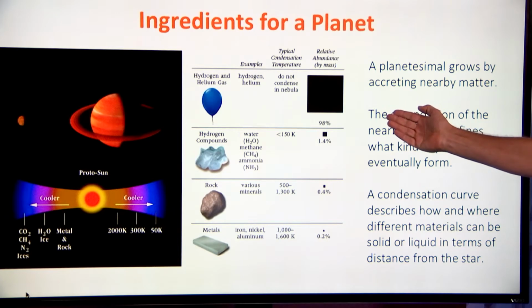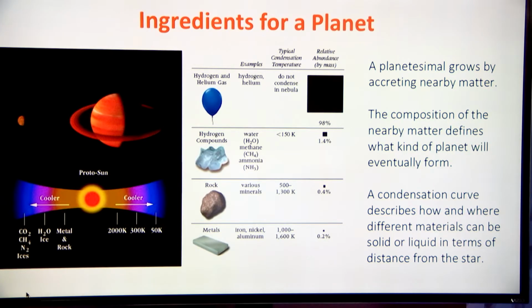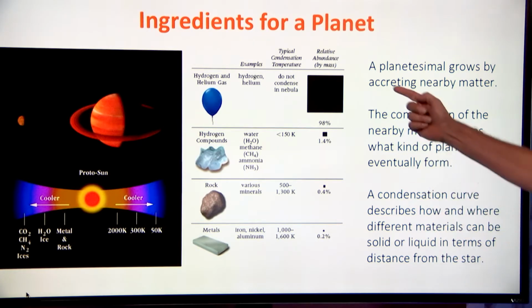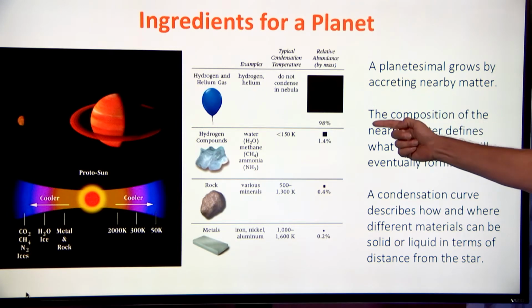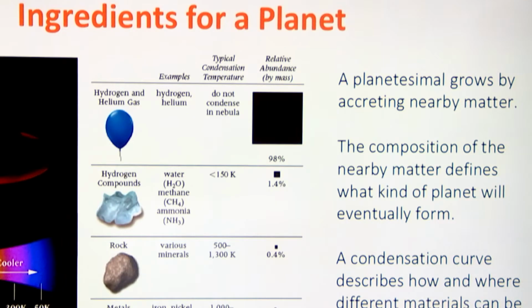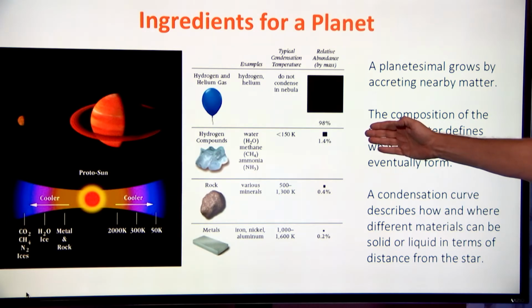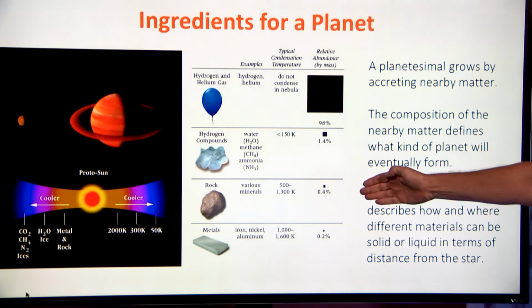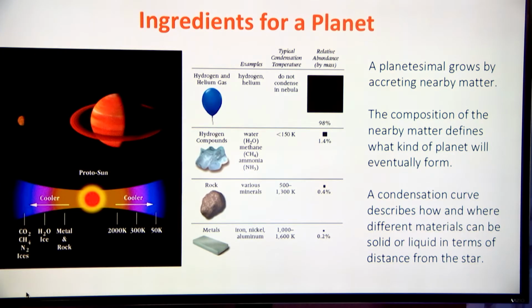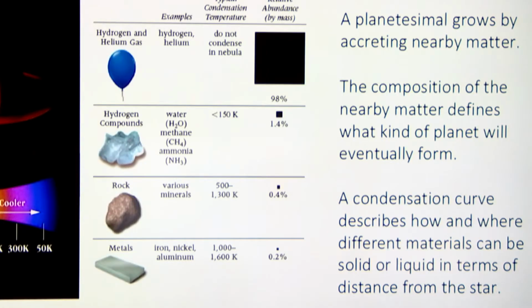Hydrogen and helium are the dominant materials in any solar system, and the size of these boxes indicates their relative abundance in the forming solar system by mass. So 98% of the mass of a young solar system is hydrogen and helium. All the hydrogen compounds form about 1.5%, the rocky materials less than 0.5%, and the metallic material about 1/5%. So the stuff of planets is a tiny fraction of the mass of a forming solar system.